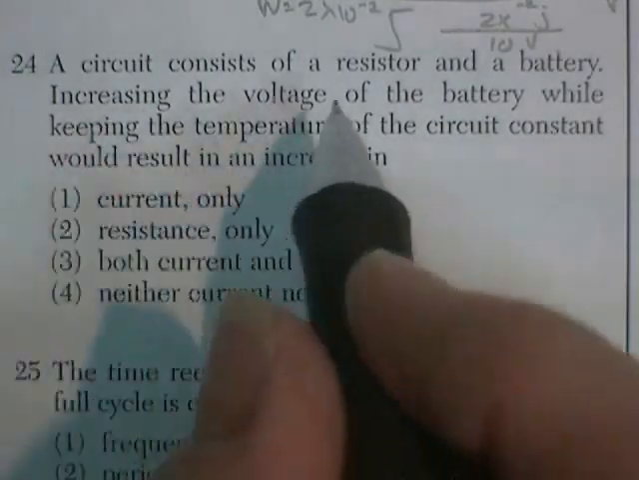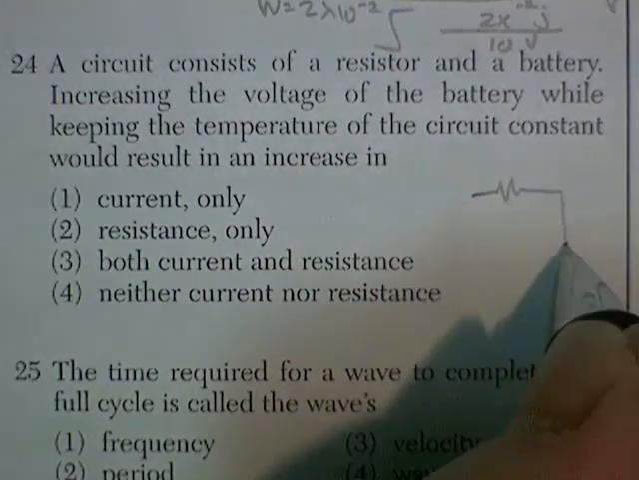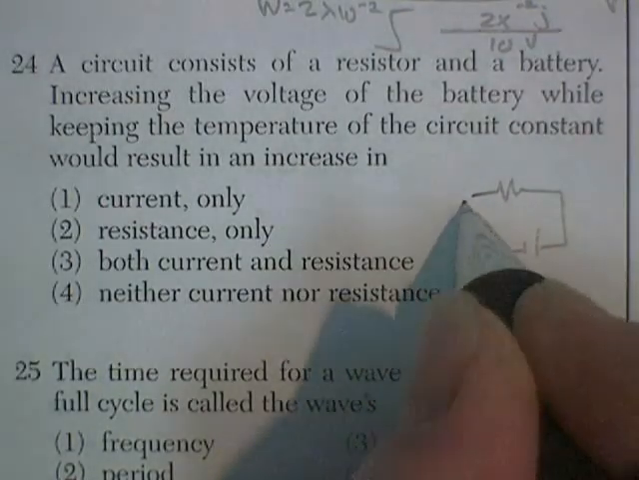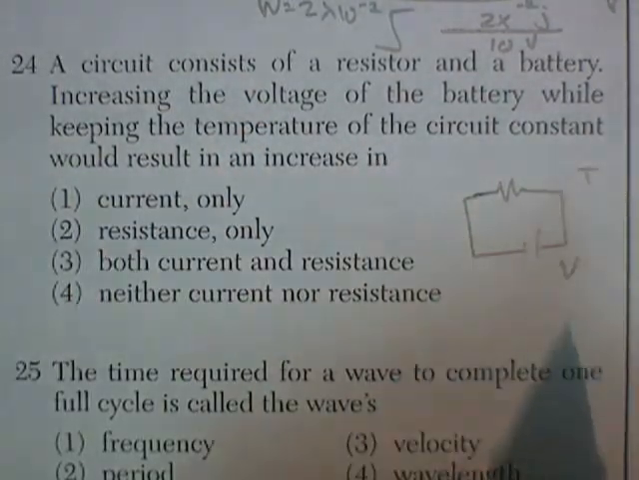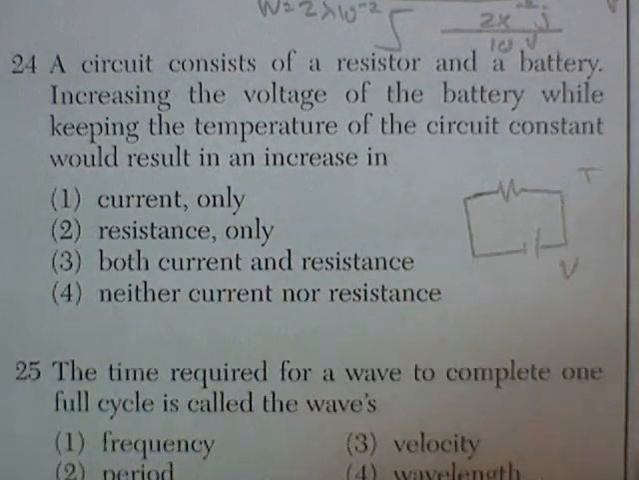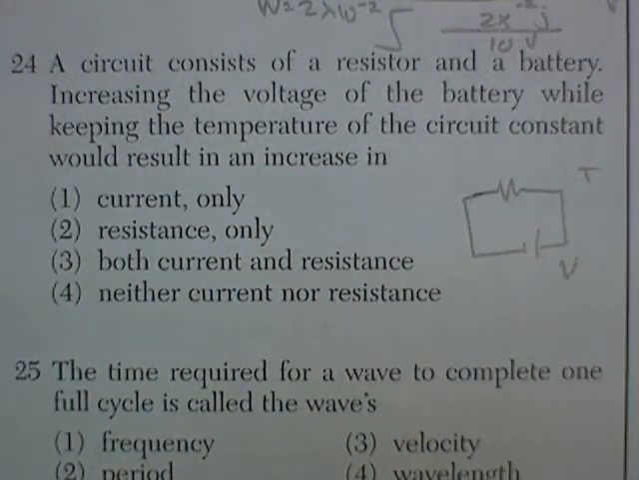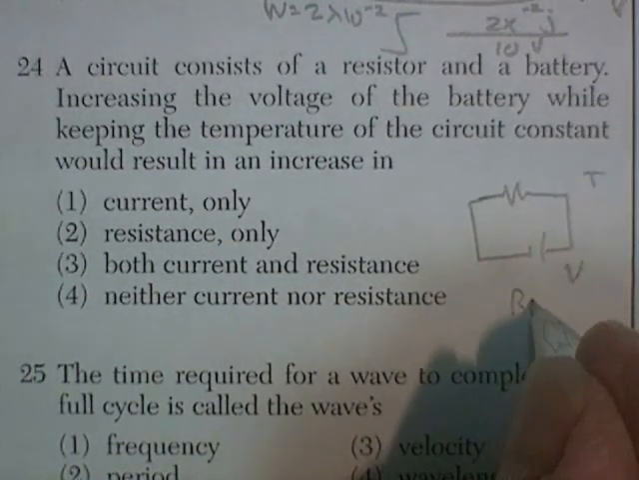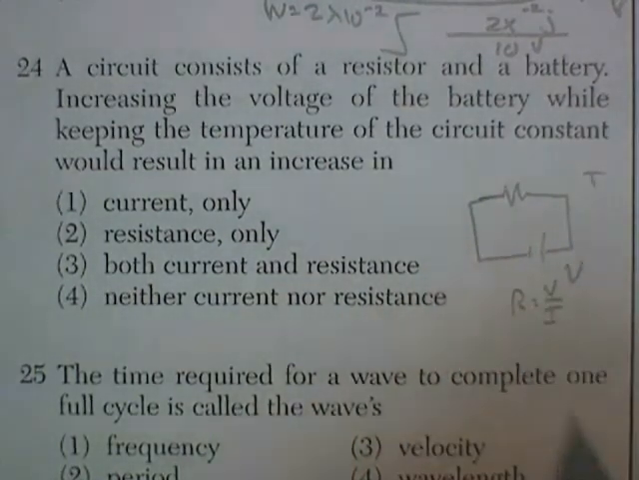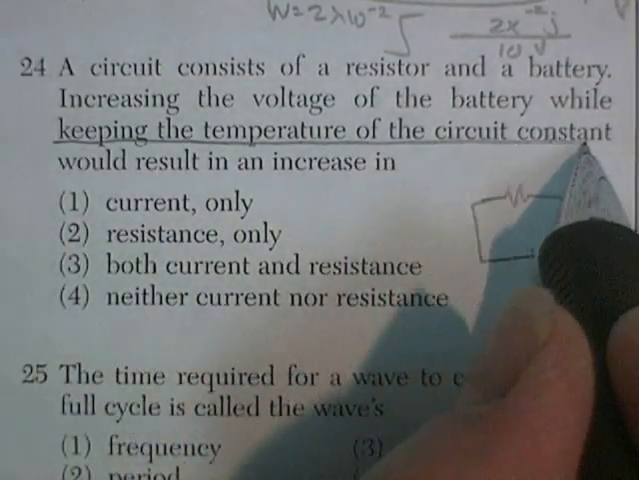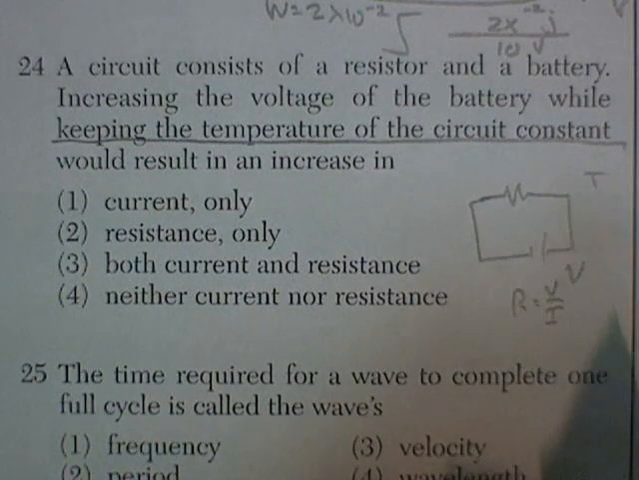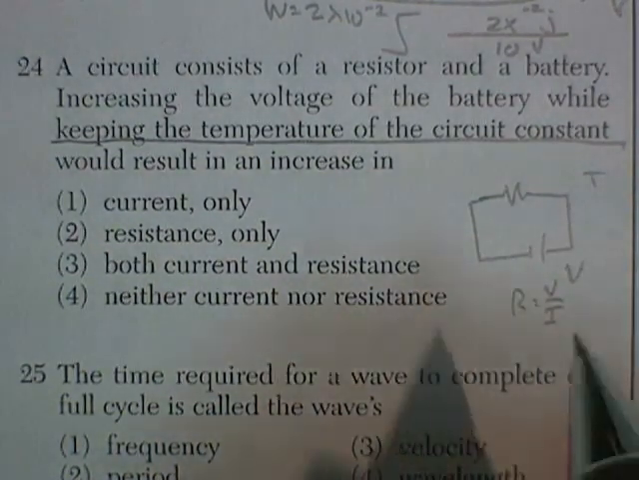Question 24. A circuit consists of a resistor and a battery. Increasing the voltage of the battery while keeping the temperature the same would result in an increase of... Well, there's a formula that deals with voltage, current, and resistance. R equals V over I. Resistance equals voltage divided by current. And we're going to keep the temperature of the circuit constant. Now, the only way I can figure they're doing that is by keeping the resistance constant.